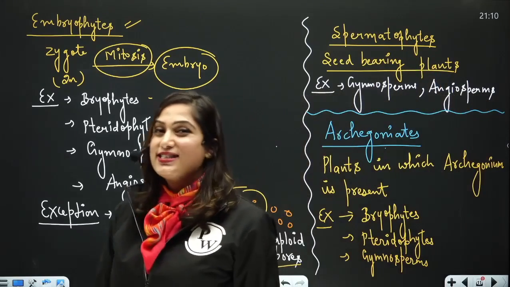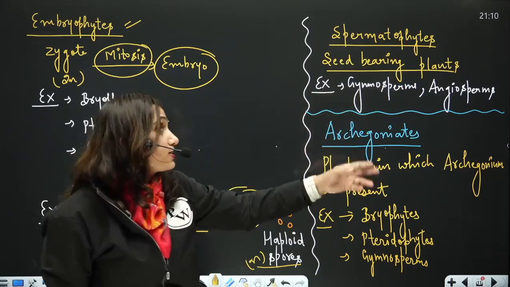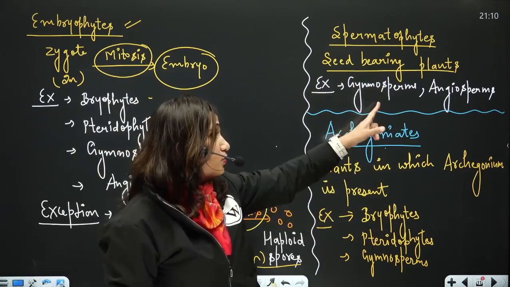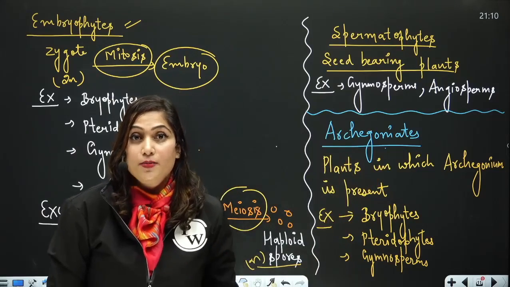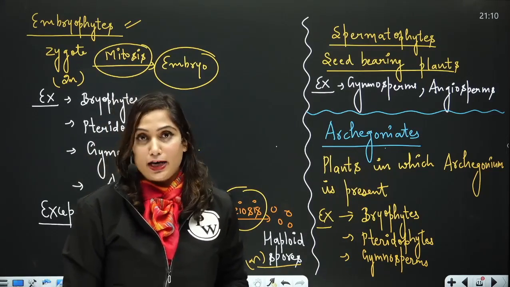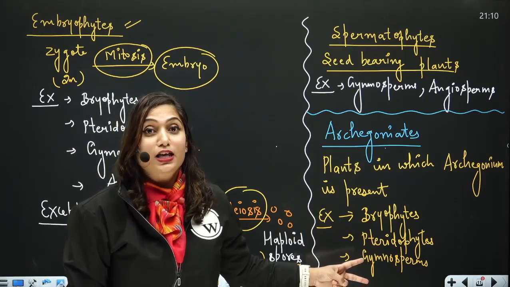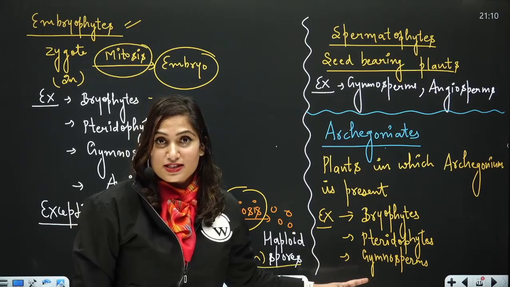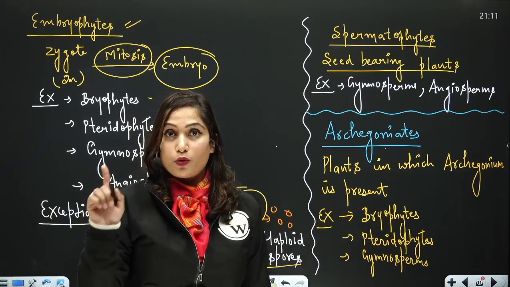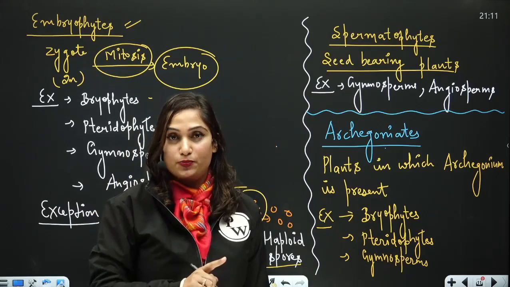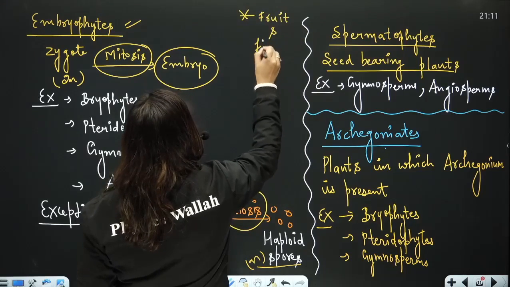Spermatophytes, all those plants in which seed is formed. Now the word sperma means seed, not the male gamete or sperms. It is seed bearing plants. So in the whole plant kingdom, seeds are formed in Gymnosperms and Angiosperms. Then archegoniates, all those plants in which the archegonium, the female sex organ, is present. Bryo, pterido, gymno, these three plants have the multicellular female sex organ, that is archegonium. In Angiosperms, archegonium is not present because they have carpel and pistil in the flower. And yes, in the whole plant kingdom, fruit and flower is formed only in Angiosperms. That is why Angiosperms are also called flowering plants.